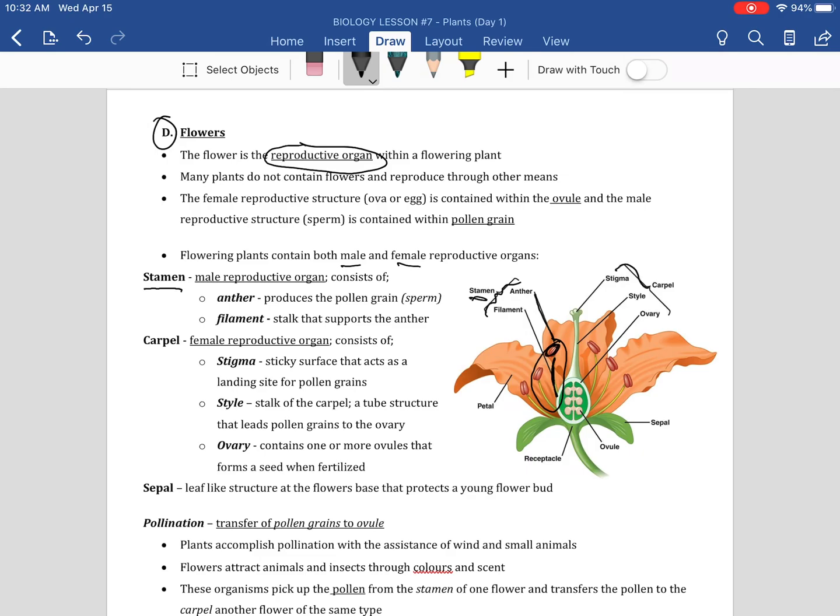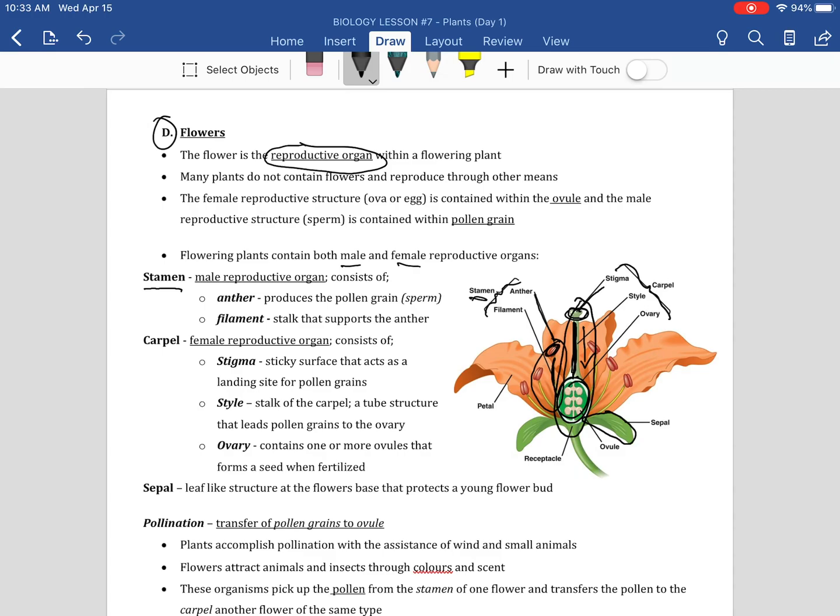The carpel is the female reproductive organ, which is all of that. It consists of the stigma, which is the top part here. The stigma is the sticky surface that acts as a landing site for the pollen, so the pollen can stick to it. Then you have the style, which is the long part here. It is the stalk that helps the pollen go down into the last part of the carpel, the female reproductive organ, which is the ovary. That contains one or more ovules that form a seed when fertilized.